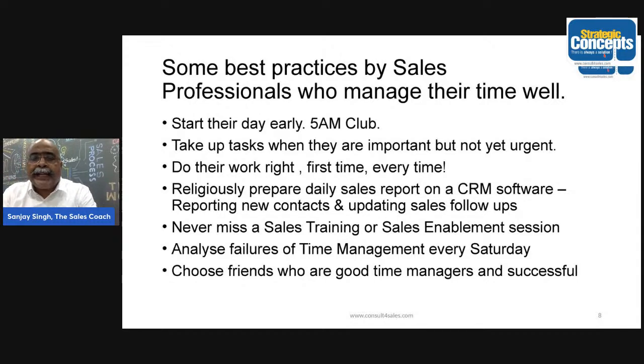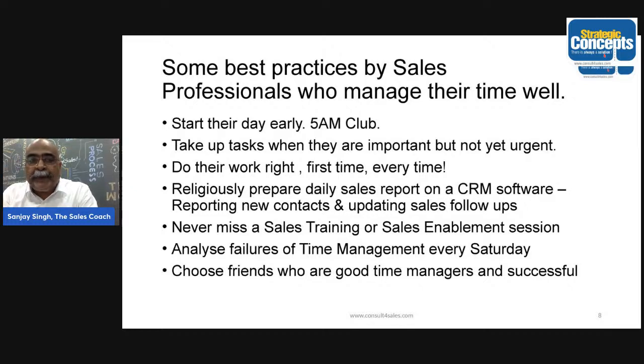The next best practice is to religiously prepare your daily sales report. Daily sales report has a lot of bearing on the time management aspect of a salesperson. You might say, sir, what is the relationship between daily sales report and time management? Well, a lot, because for a sales professional, the daily sales report is raw material. Whatever you do in sales is finally captured in the daily sales report.